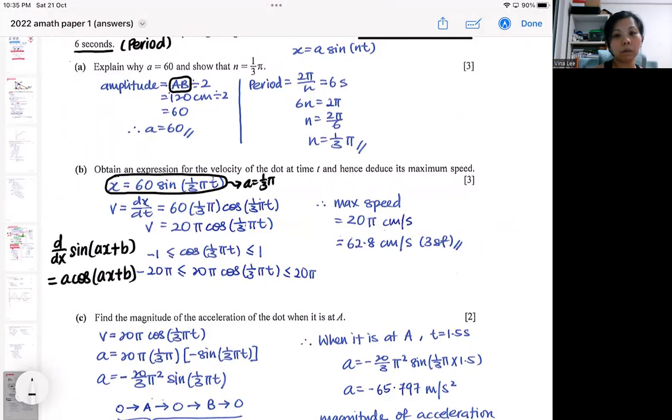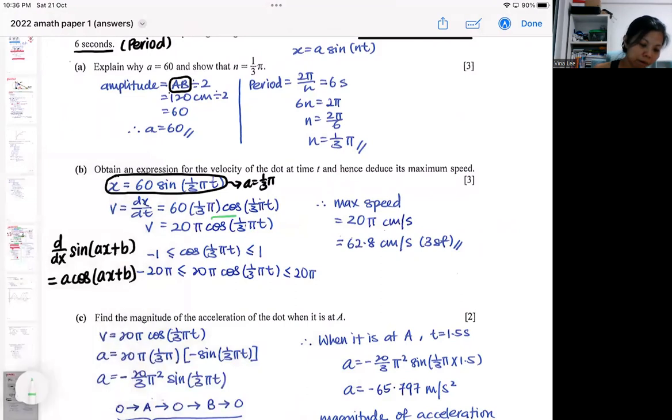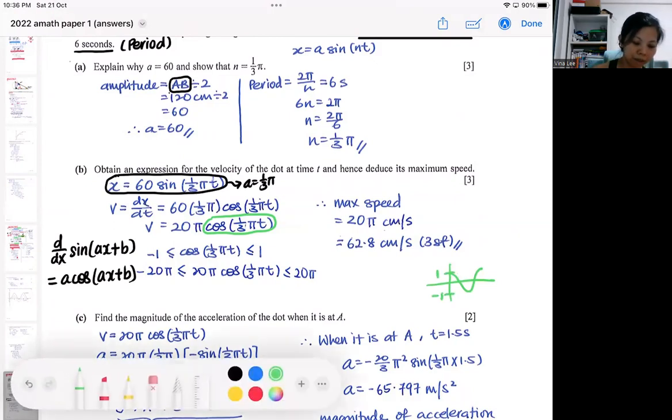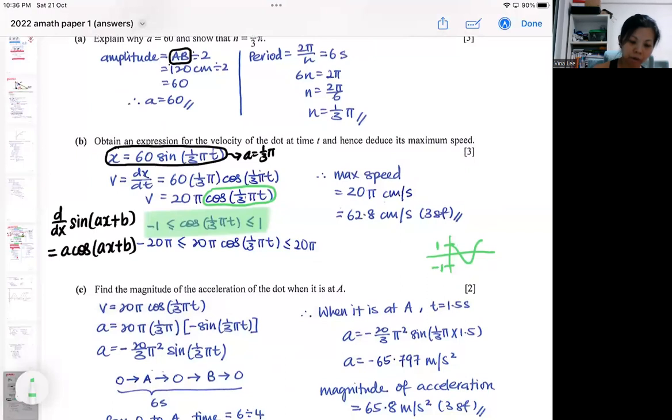And we are supposed to deduce the maximum speed. So you look at the expression for velocity. It is totally restricted by the cosine function. Why do I say that? Because a cosine function can go as high as 1 and -1. That is the maximum a cosine function can go to. So I will multiply by 20 pi. After I multiply by 20 pi, I will know that this is the maximum speed that this dot can achieve. So that's it.